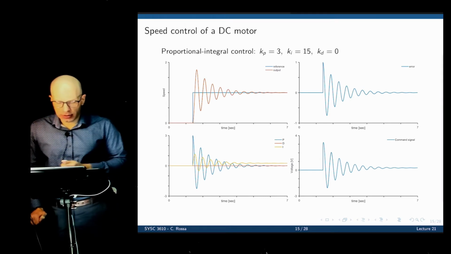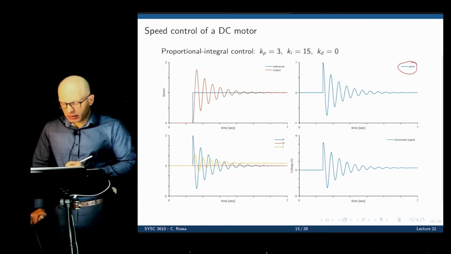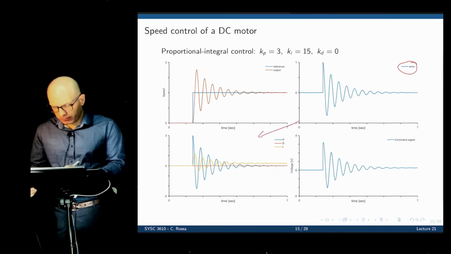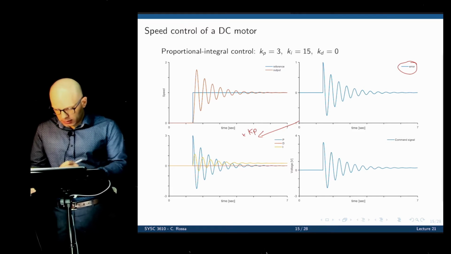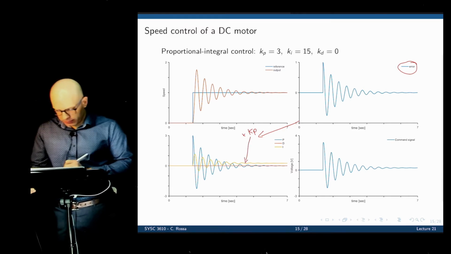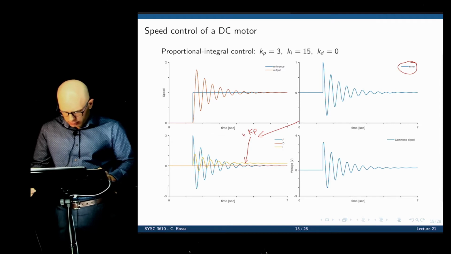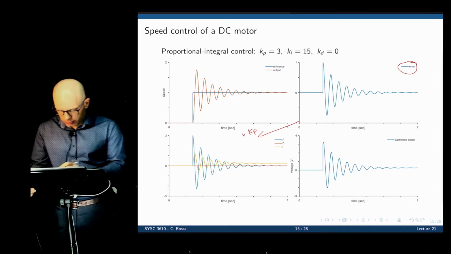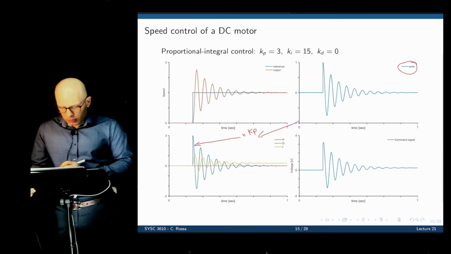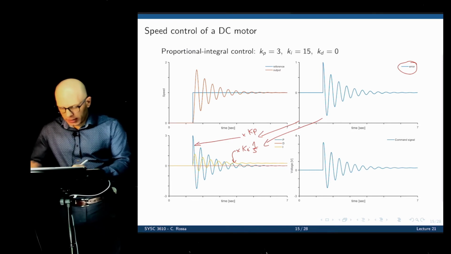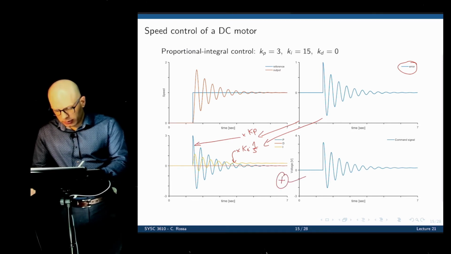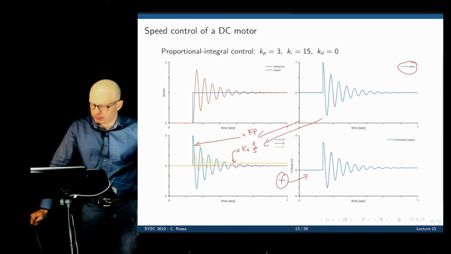Now we see the error on the second graph. We're taking this error now, multiplying the error by KP. That's the blue curve. We take the error as well, we integrate the error, multiply that by KI, and that's the yellow curve. We then add them together. That creates a voltage, and that's the voltage given to the motor.